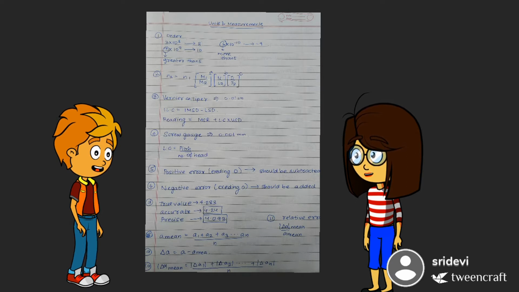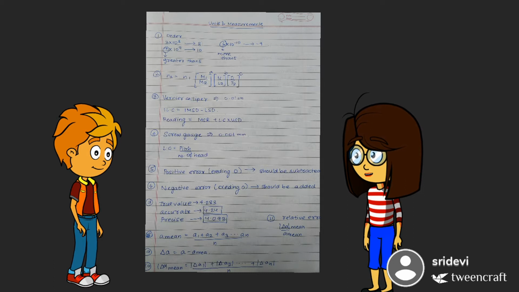To find the dimension for any unknown quantity n2, we take it equal to n1 times (M1 by M2) to the power a, (L1 by L2) to the power b, and (T1 by T2) to the power c. The next formula is for calculating the least count of vernier caliper. The least count is equal to 1 MSD, that is 1 main scale division, minus 1 vernier scale division. And the reading of vernier caliper is equal to MSR plus least count into VSD.